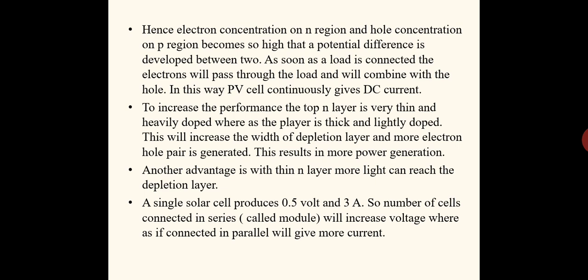A single solar cell produces around 0.5 volt and 3 ampere. That is the standard. A number of cells connected in series is what is known as a module. Connecting in series will increase the voltage, whereas connecting in parallel will give more current. A number of solar cells connected in series is called a module, and a lot of modules connected is known as an array. We will call it a solar array.